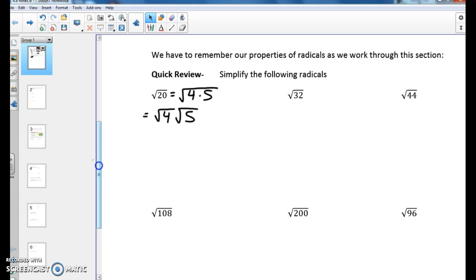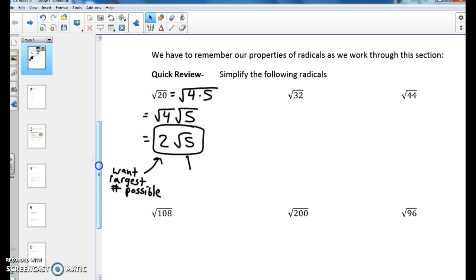And the square root of 4 becomes 2. So this answer then becomes 2 times the square root of 5, or 2 radical 5 is what you'll hear me say a lot. That's the kind of model that we want our answer to look like. You always want the largest number possible out front, and then whatever you're left over with goes under the radical. So you look at what we started at, square root of 20. 20 is something that can be simplified down, so 20 is not the smallest thing under the radical. 5 in this case is.